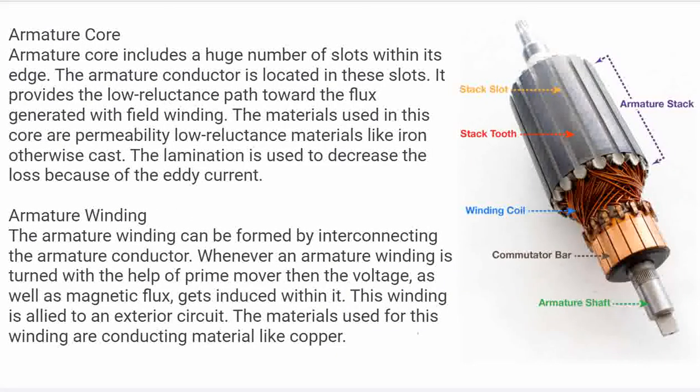Now move on to the armature core. This is the complete diagram of the armature. In the armature stack itself, the conductors are placed. These are the slots, these are the teeth of the armature, these are the winding coils, and these are the commutator bars. Armature winding is also made of copper. The armature core is also laminated in order to reduce the losses because of eddy currents.